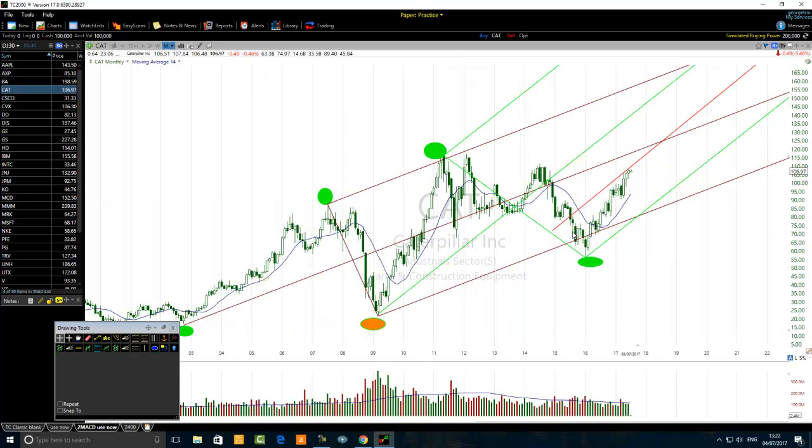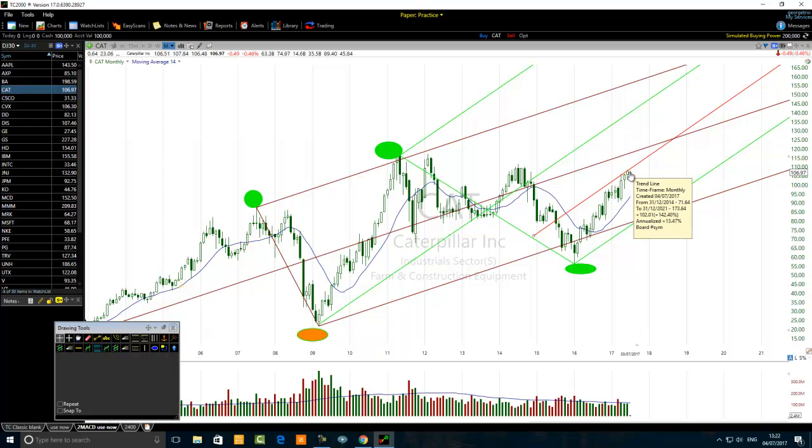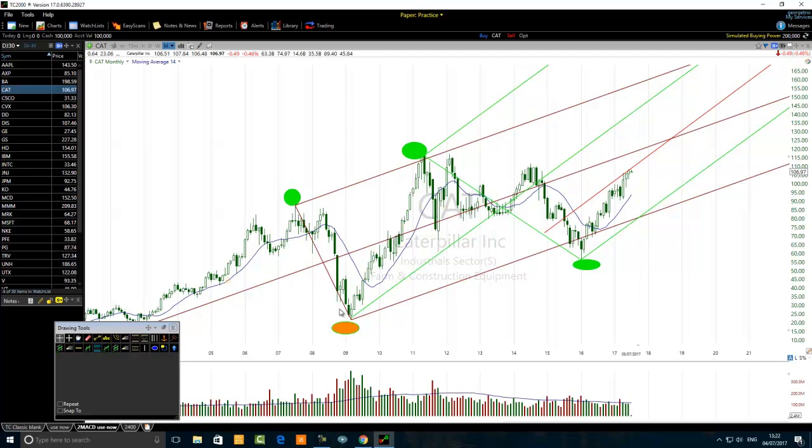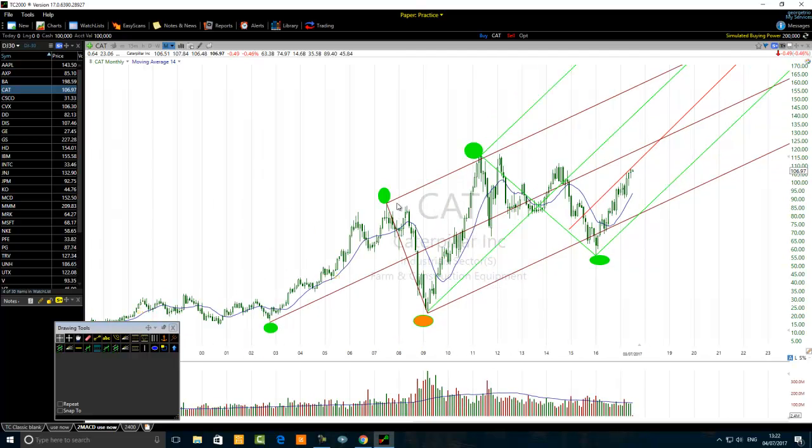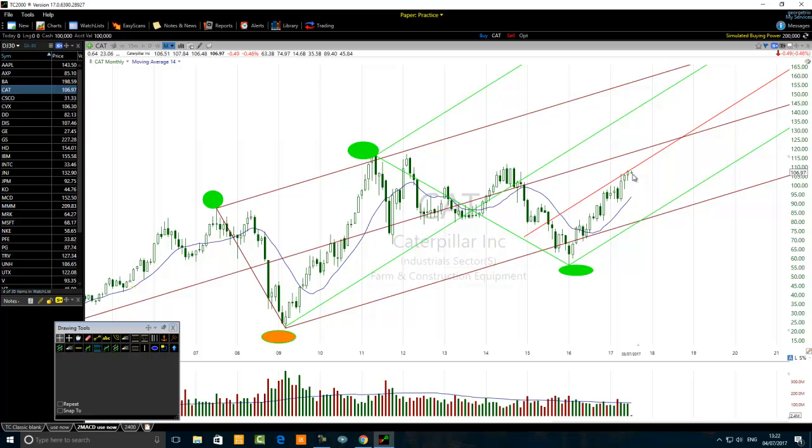So where are we now? We are on the edge of the median line of the green Pitchfork tool. If we did not put those two Pitchfork tools on our chart, probably you would not know that you're on the edge of the median line of the lower half of the green Pitchfork tool. So we are on the edge of it.